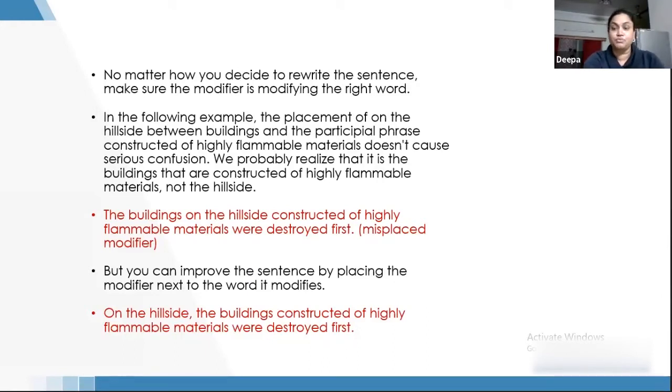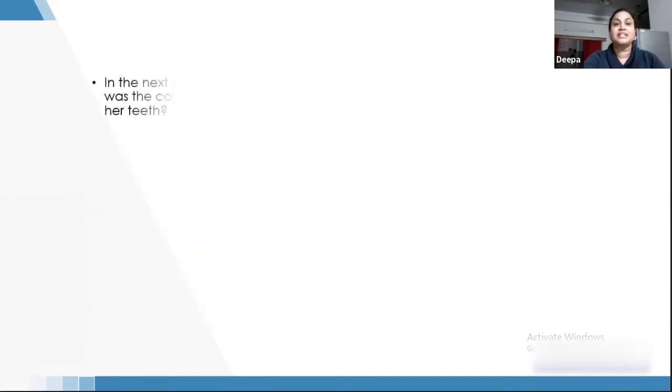This is how you need to make sure. Yes, you could make a lot of changes, but always remain clear, and try not to completely modify the sentence. Rather, let the premise be as it is and try to move the modifiers back and forth to understand it better. Okay, so let's go to the next one.